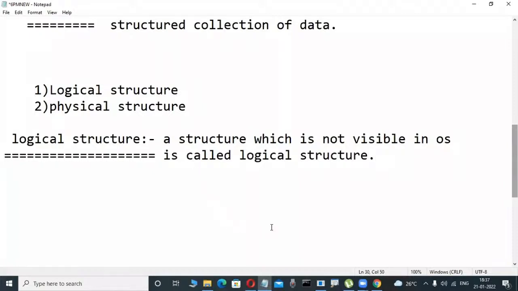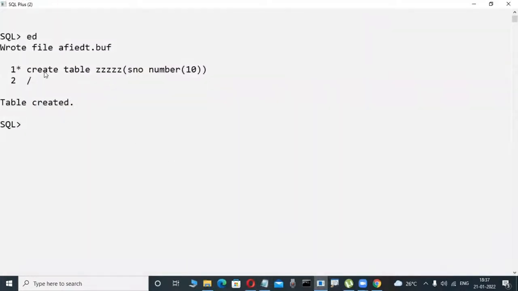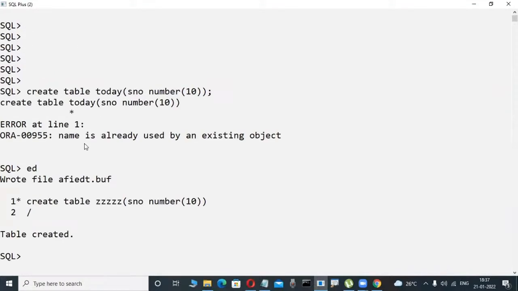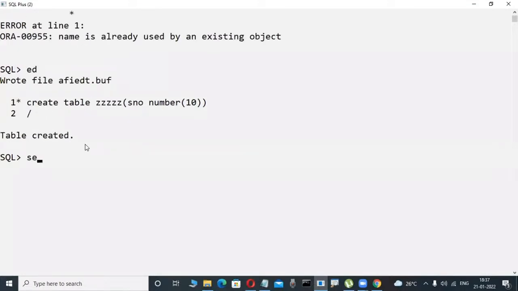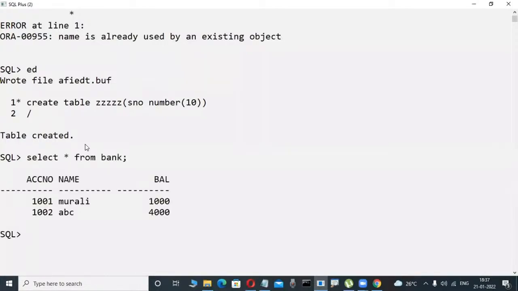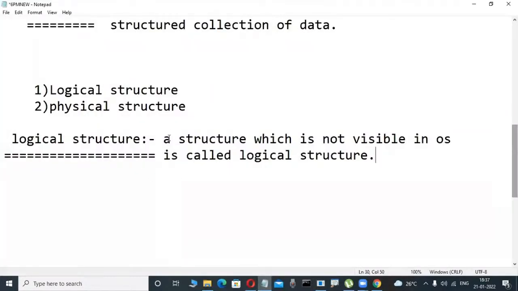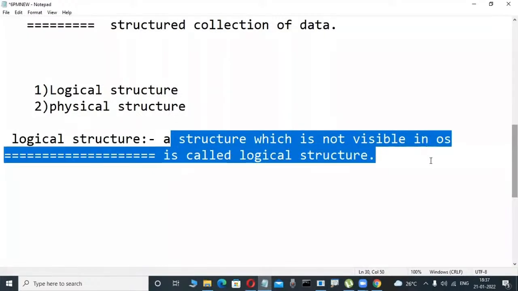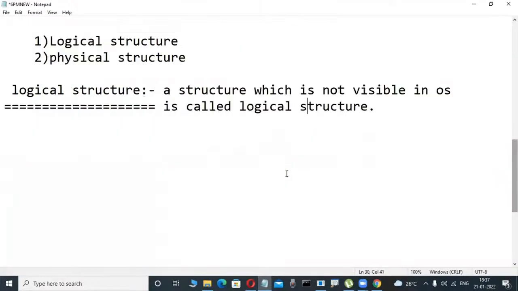That's why when you create a table, we are unable to view it in the C drive, D drive like that. But where is it visible? In a database. This is a database, don't worry. In this database only it is visible. Those tables are visible in the database, but not in your C drive, D drive. That's why a structure which is not visible in the operating system is called a logical structure.